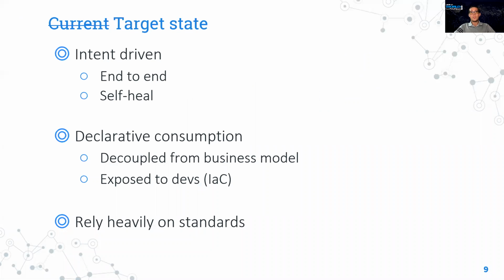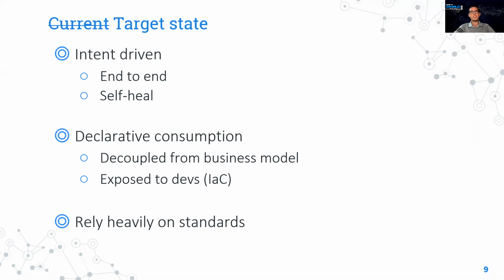Then we have what I like to highlight, that is the target state, maybe not the current one, right? Which is intent driven. We all know we want the end user to declare what they want, right? And it should be end to end, and it should be capable to satisfy this intent across all the chain with no change from their side, right? They are just requesting their desire. It's going to be based on declarative consumption.